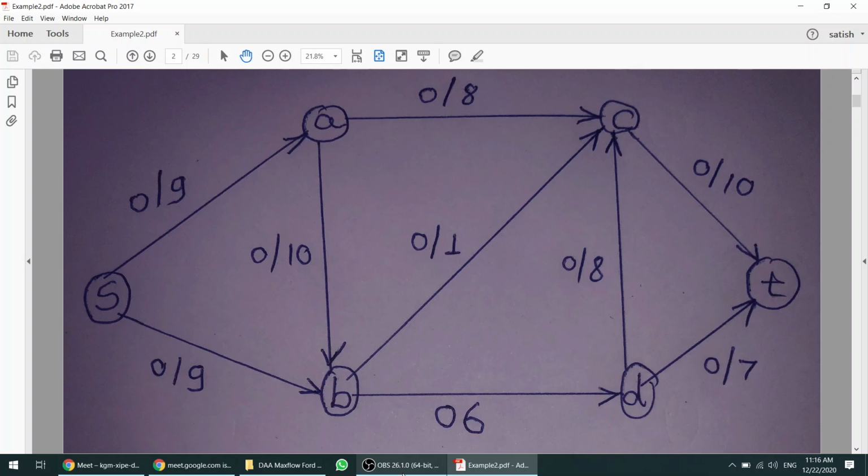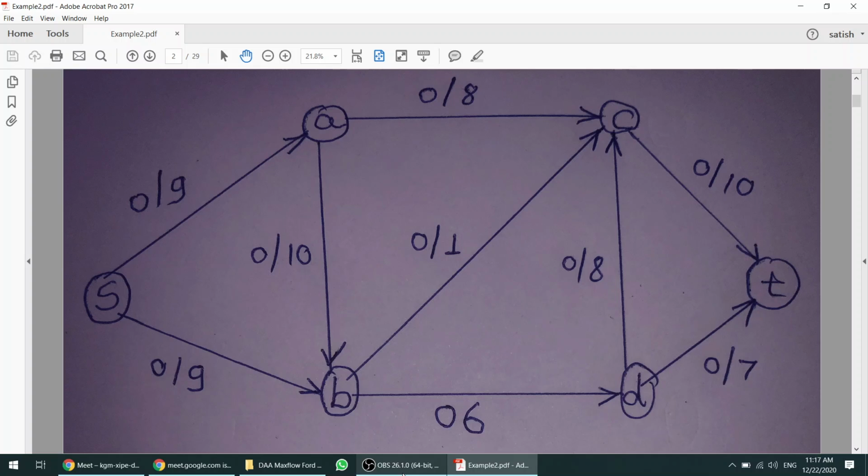From C only one path is outgoing, with capacity 10 to the destination, and from D there are two routes. One is going to C having capacity 8, and from D going to T having capacity 7. So these are the values. Now our target is to find a possible path as well as the maximum flow from this network. So how to start? Once again, find the max flow from this diagram.